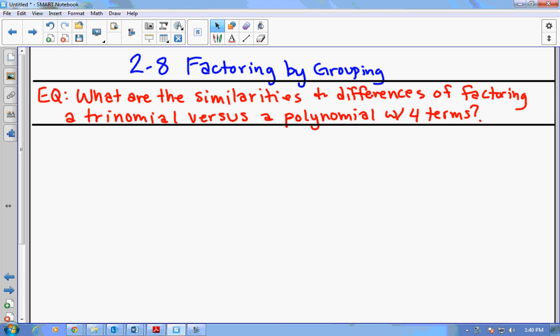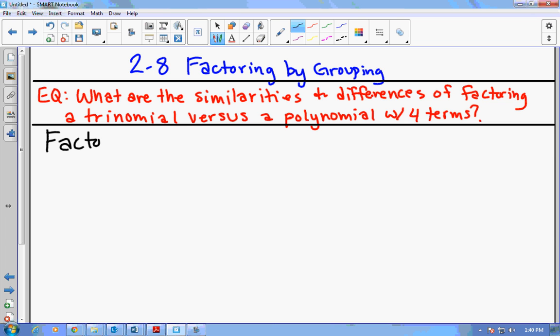Okay, so we're going to first start reviewing, by the way, it's called factoring by grouping. What are the similarities and differences of factoring a trinomial, which we know how to do, we're going to review one of those, versus a polynomial with 4 terms. Ooh, 4 terms. Okay, so let's review on your whiteboard, please.